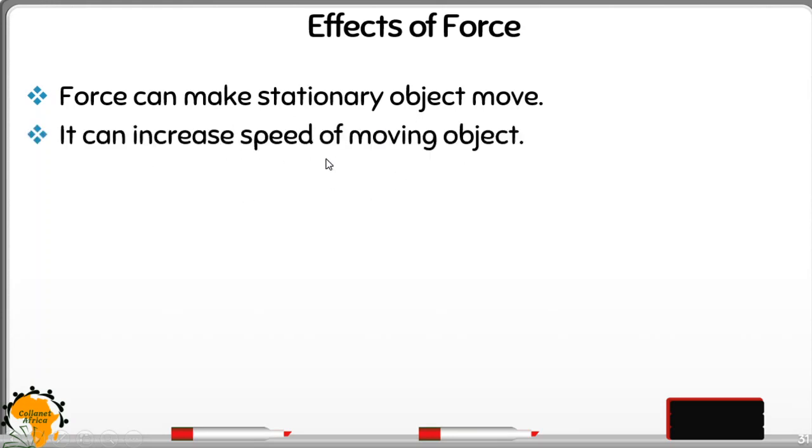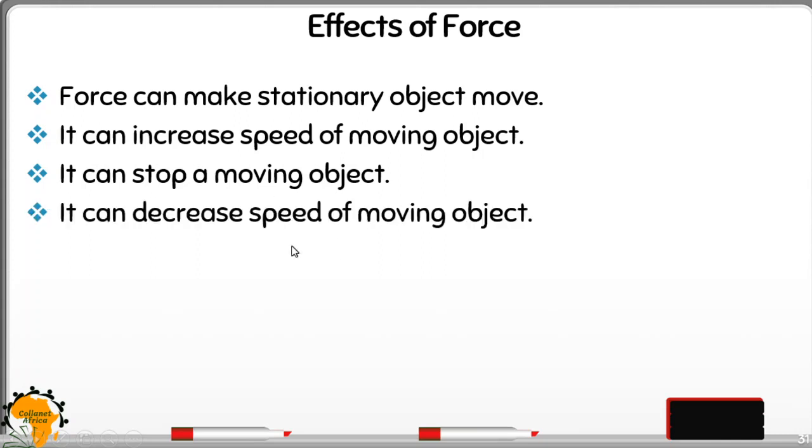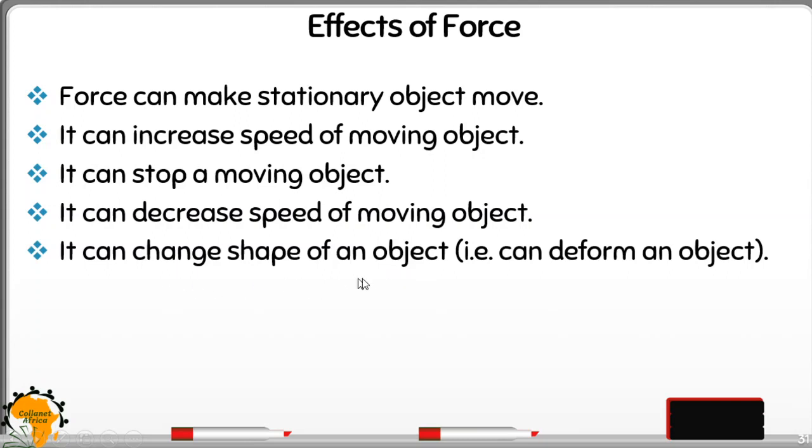You can increase the speed of a moving object. It can stop a moving object. For instance, you have a ball that was rolling and then you apply your feet and then you block it. Then you say that you have stopped that moving object. It can decrease the speed of a moving object. It can change the shape.